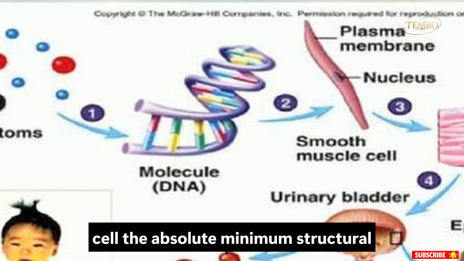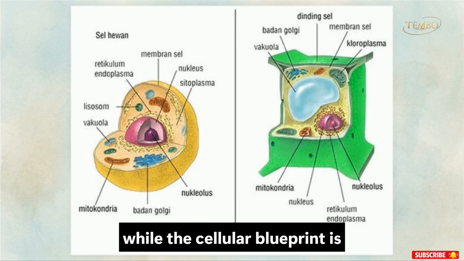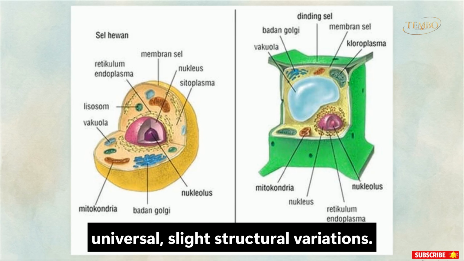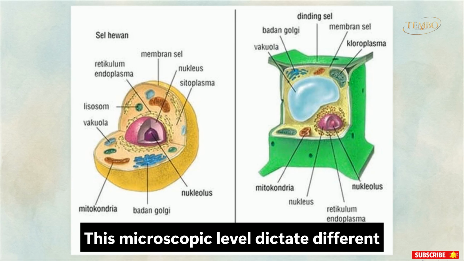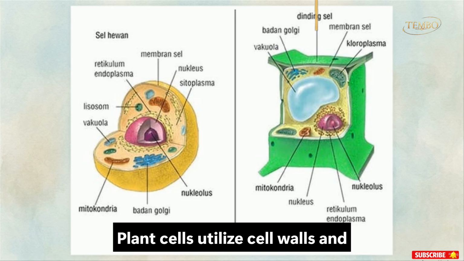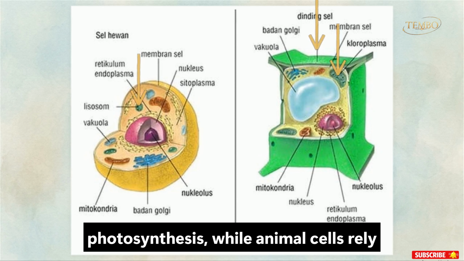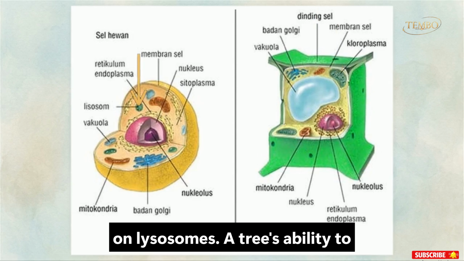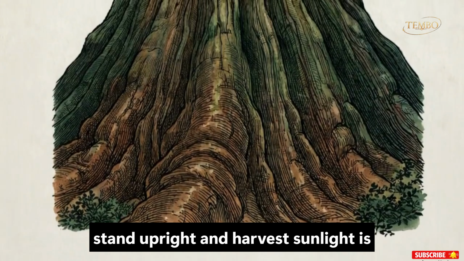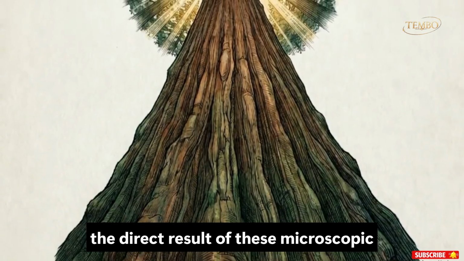Step 3 is the cell, the absolute minimum structural threshold to be classified as living. While the cellular blueprint is universal, slight structural variations at this microscopic level dictate different macro-level capabilities across kingdoms. Plant cells utilize cell walls and chloroplasts for rigidity and photosynthesis, while animal cells rely on lysosomes. A tree's ability to stand upright and harvest sunlight is the direct result of these microscopic structural variations.